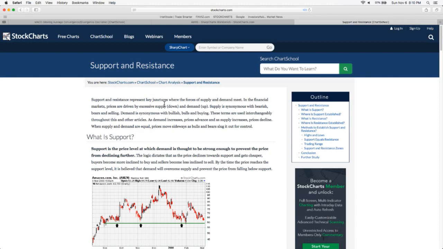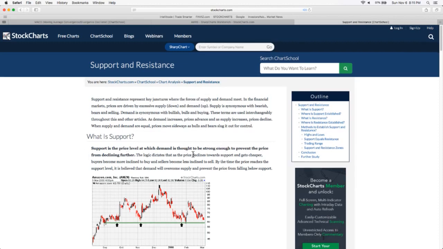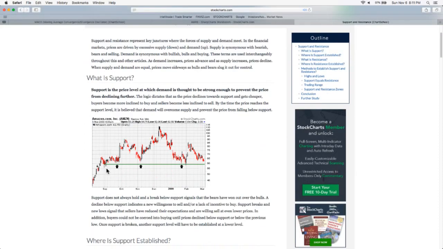So support and resistance, it's basically forces of supply and demand. Support is the price level at which demand is thought to be strong enough to prevent the price from declining further. So here's a chart of Amazon, and you can see it's coming down, it stops and comes back up. Same thing here. It never really breaks this level of 60 bucks. Multiple times, 1, 2, 3 times, it hits it, another time, 4 times, and it bounces off. So that's support. Support does not always hold, and the break below support signals that the bears have actually taken over control from the bulls.